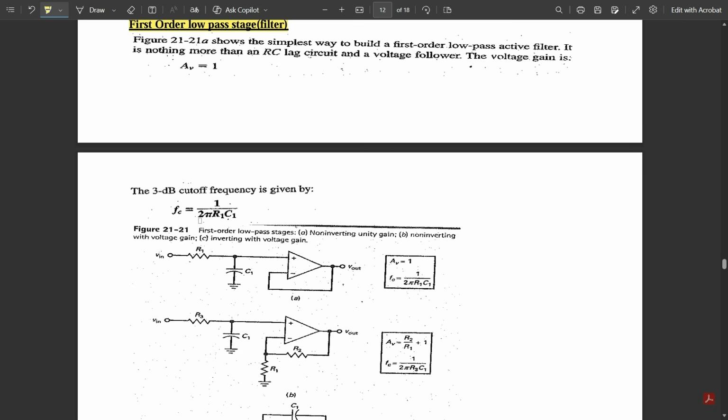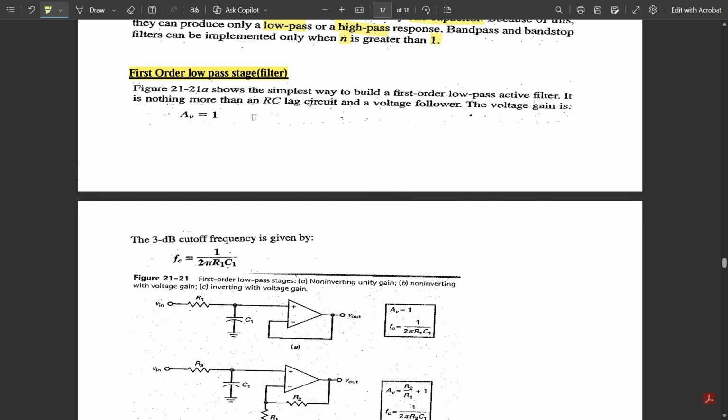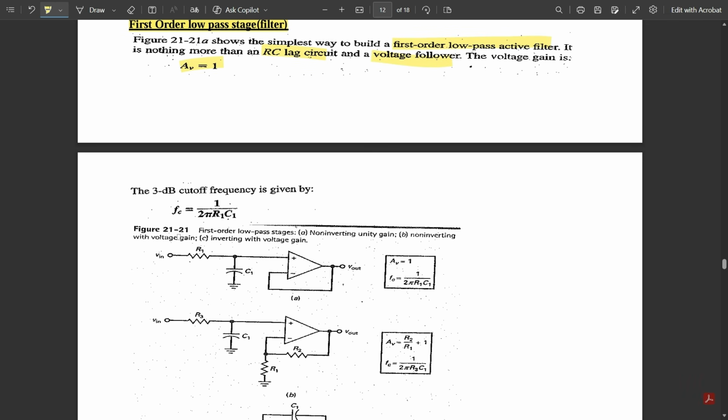In the figure below, that is 21.21a, it shows the simplest way to build a first order low pass active filter. It is nothing more than the RC lag circuit and a voltage follower. So the voltage gain here is AV equal to 1. In this first order low pass filter circuit, we can see that it is a combination of an RC lag circuit and the voltage follower, where the feedback is zero, and that's why it is called a voltage follower. And this is the RC lag circuit.